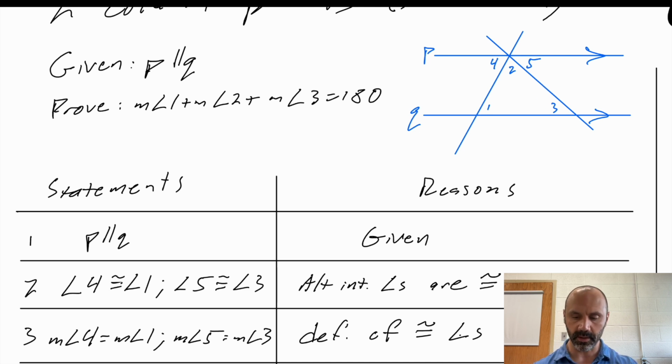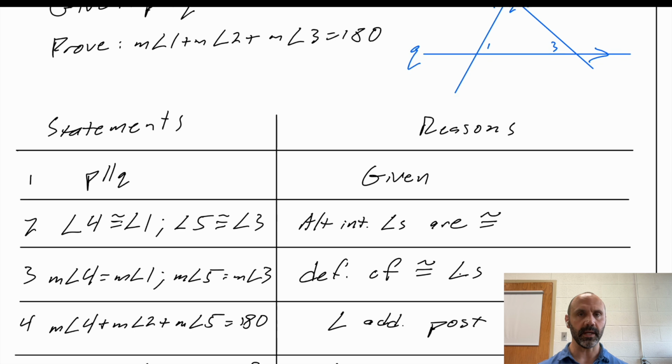Why am I thinking this way? Well, I'm looking at this, and I'm like, well, that adds up to 180 degrees, right? 4, 2, and 5. So that means if 4 and 1 are the same and 5 and 3 are the same, then 1, 2, and 3 have to add up to 180. So I basically just went through the proof. Now I just have to lay out the steps. Okay, well, I know that 4 and 1 are the same and 5 and 3 are the same. So angle 4 is congruent to angle 1, angle 5 is congruent to angle 3. How do I know that? Because I know that when lines are parallel, alternate interior angles are congruent. That's how I know that.